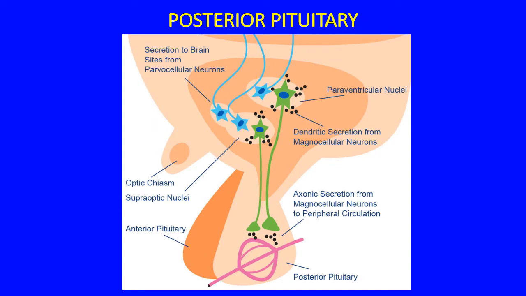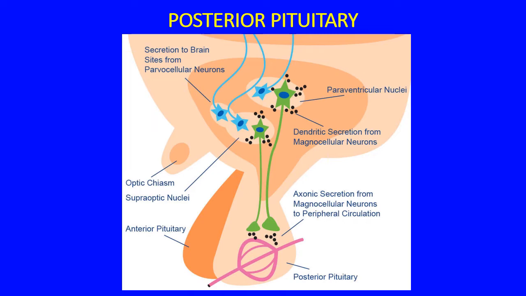As you can see here in this diagram, here we have the anterior pituitary. This is more glandular in tissue type. This is more neural. Over here is neural tissue as well. And you do have some secretion to the brain sites from the parvocellular neurons. Notice this is the supraoptic nuclei. This is the optic chiasm. This is the paraventricular nuclei.